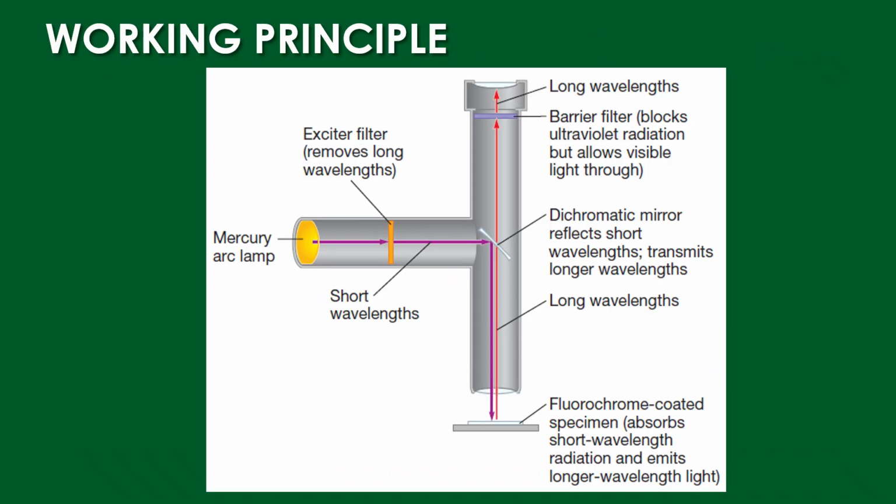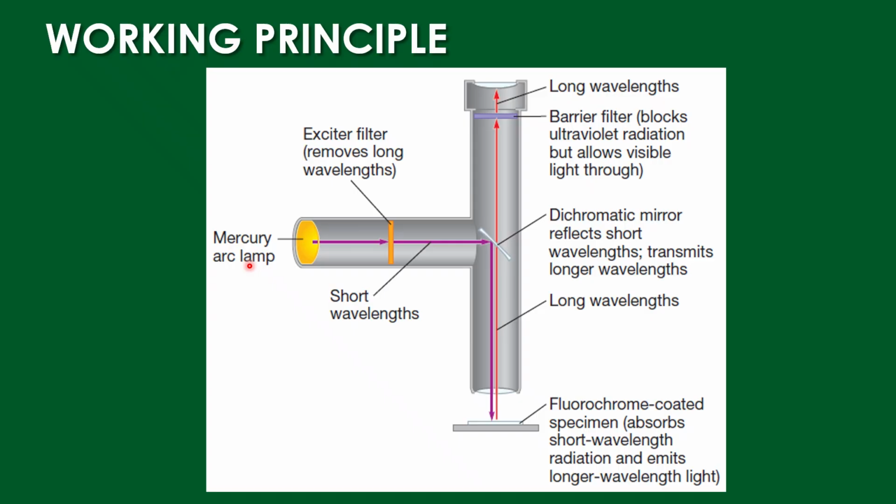Regarding the working principle, the light source is the mercury arc lamp, and this mercury arc lamp is able to produce an intense beam of light. The light emitted from the mercury arc lamp is about 10 to 100 times brighter than normal lamps.